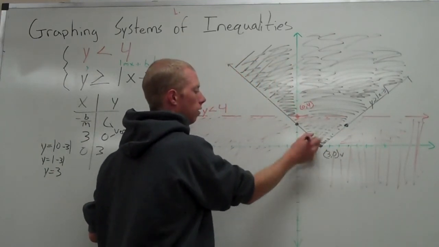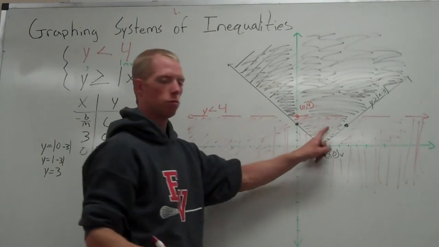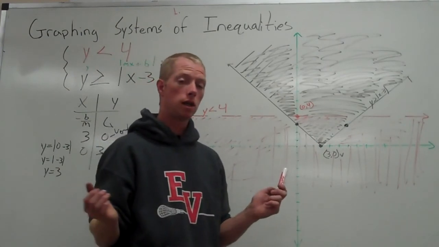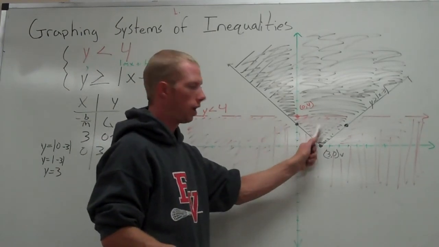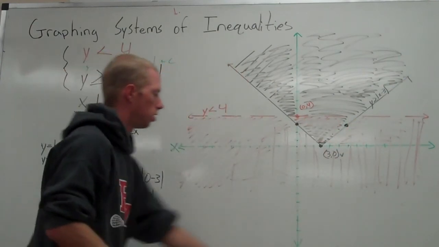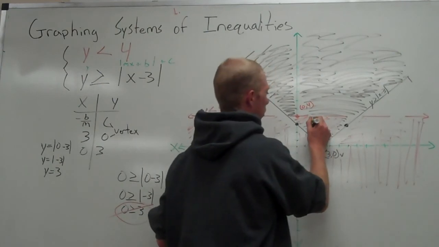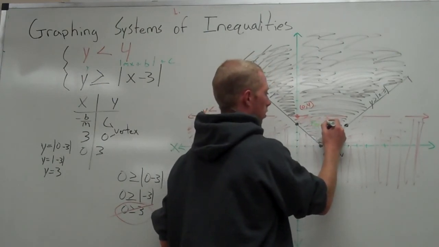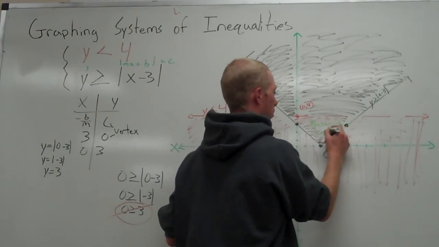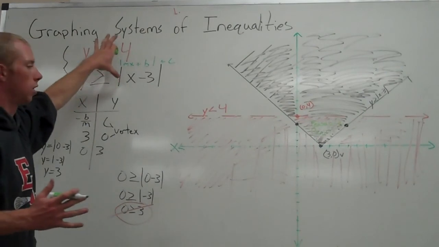But if you remember, when we graph systems of inequalities, what we're looking for is the area that both are true. Okay? And the area where I can visually look and say, I see some red and some black in this little triangle here. So my feasibility region is right in here. And the feasibility region is the solution to the system of inequalities.